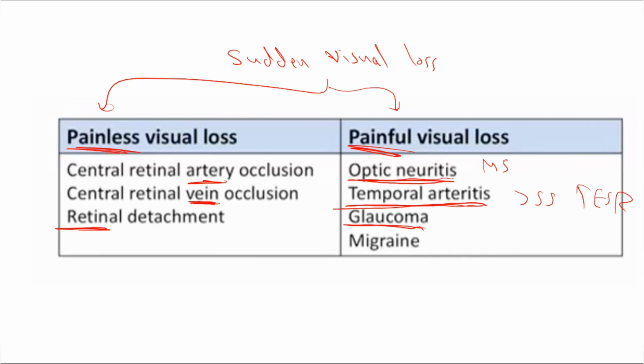Glaucoma, we talked about it. The patient is having eye pain, vomiting, and also decreased visual acuity, redness, and increased pressure. Migraine, some people have a migraine and they have pain in their eye. This is not very common, but you have to suspect it from the history of unilateral throbbing headache, which is associated with phonophobia and photophobia.